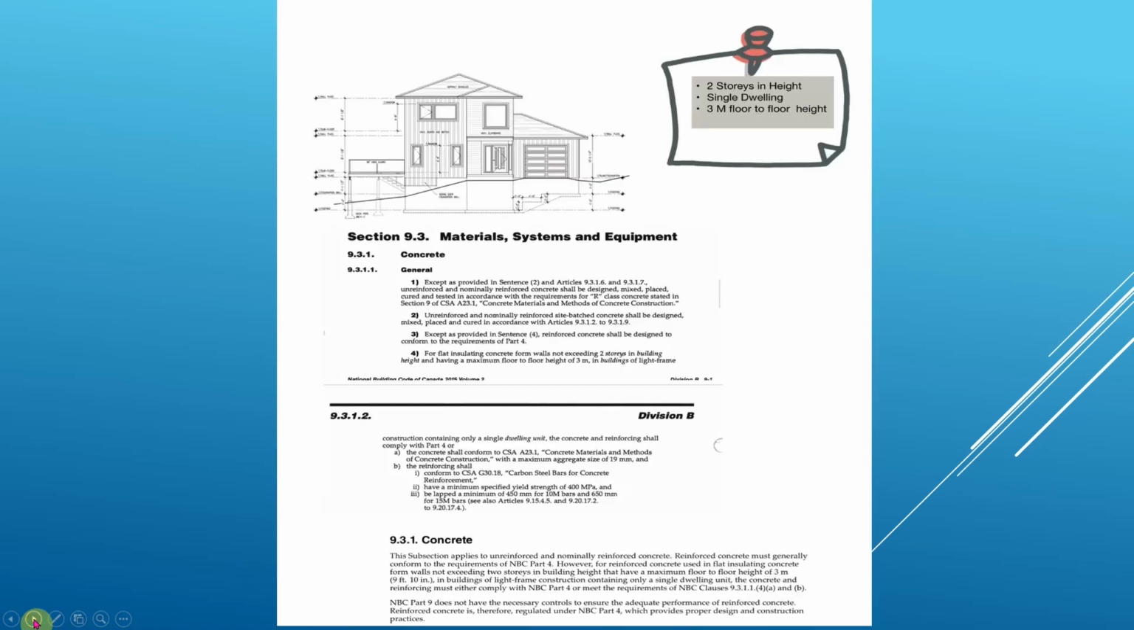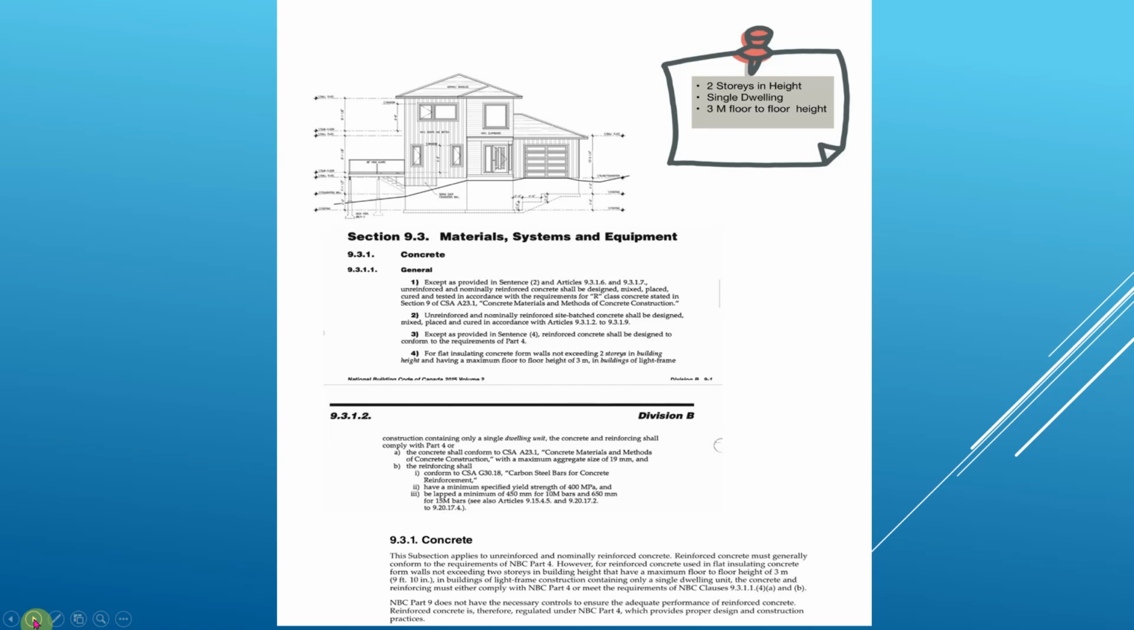The other one would be site specific. If you've got a unique site, you need to have site specific engineering done, and that would be the 4th way. Now, there are a couple of things we need to know. You're limited to 2 stories in height, single dwelling unit, 3 meters from floor to height. Where that comes from with ICF is in the materials, section 9.3, materials, systems, and equipment. Once you put rebar in a concrete wall, you've turned it from a concrete wall into a reinforced concrete wall, and that reinforcement limits us to those parameters.